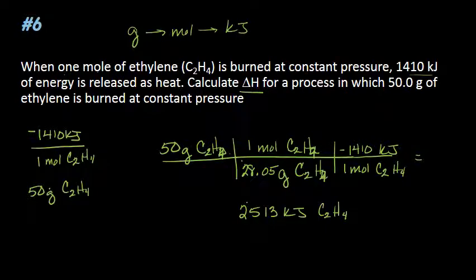Let's see, we have 3 sig figs there. We don't want to use this one for sig figs because that's like a constant, so we're not going to use that. So we need 3 sig figs, 2510 kilojoules of C2H4.